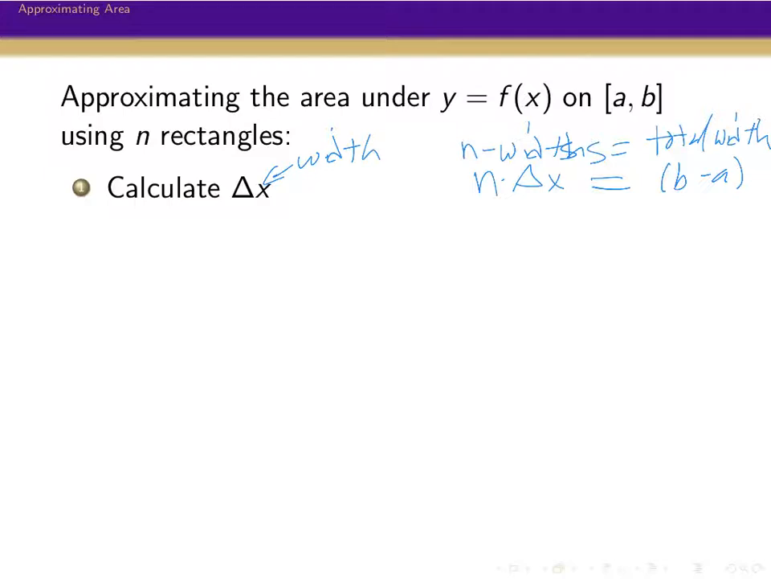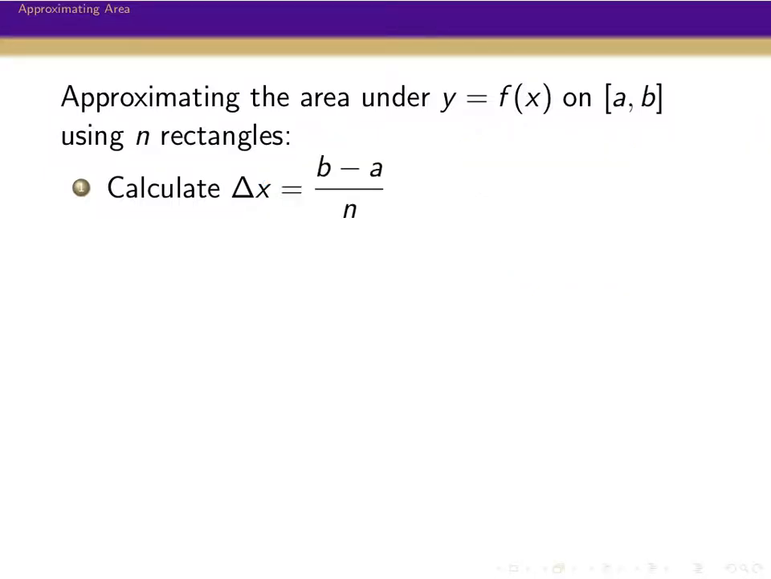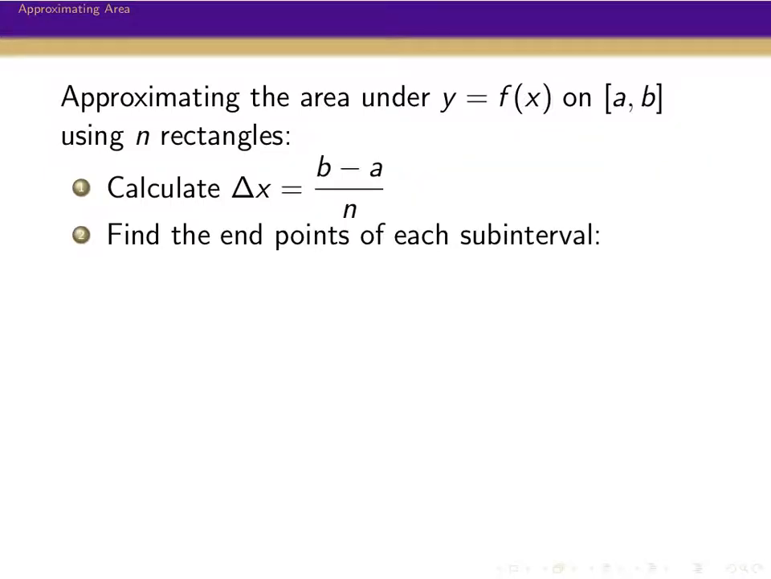To solve for delta x, it's going to be b minus a over n. So delta x is equal to b minus a over n. And so this again is going to be the width of each subinterval. Okay, so now that we know how wide each subinterval is, we should find the endpoints of each subinterval.